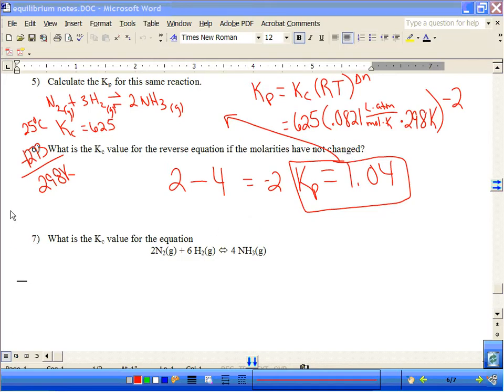I did a couple more with them just to show. I just made up some things. I said if you had 4A, which was a gas, plus 2B, which we'll just make aqueous, and then you did something like this to make 3C, which is a gas.